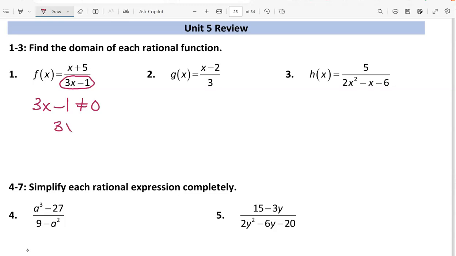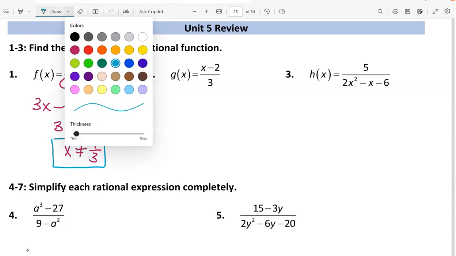And so I can solve this by adding 1 and dividing by 3. And that gives us a domain of x may not be equal to 1/3. Basically saying x can be anything except for 1/3.